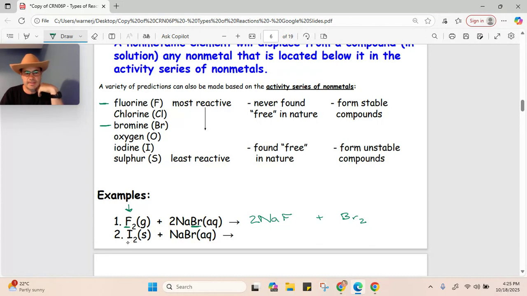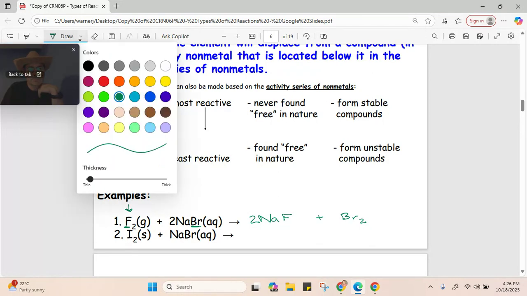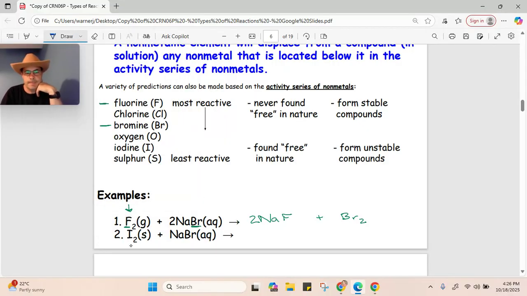Okay, the next example here is I2. I'm just going to switch back to my blue, this one, okay? So we've got I2, right? So iodine, and we have to compare it to bromine. So we've got bromine right here, and then we've got iodine, which is down below. So bromine is more reactive. The more reactive thing is already in the compound. That means no reaction, right? So that's how we deal with single displacement reactions. We can use the activity series to help us decide whether these reactions will take place or not.